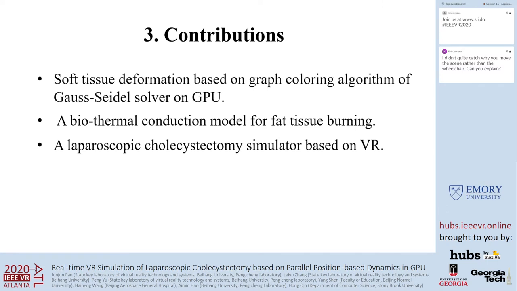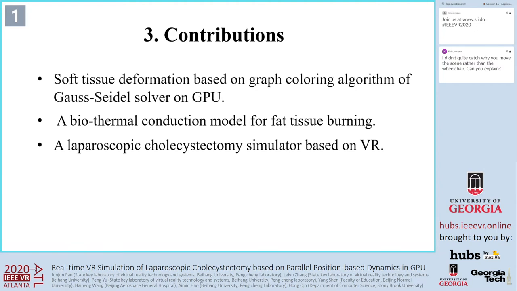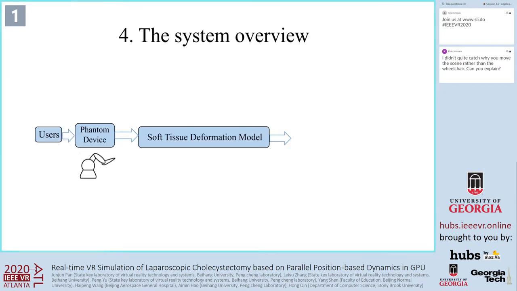The contributions consist of a deformation model of soft tissue based on graph coloring parallel acceleration within PBD, a bioheat model, and a hybrid multimodal connection method, which can simulate the separation of the gallbladder from the liver in real time.